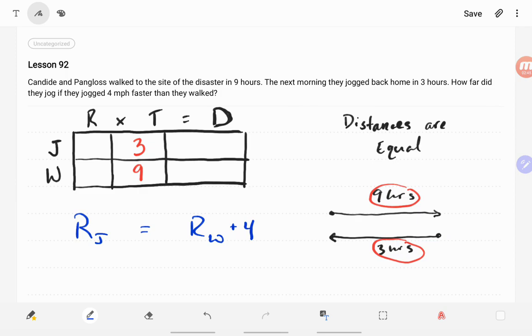All right, so we have some constant here. The rate at which they walked, and then their jogging rate is their walking rate plus 4. I'm sorry that that's kind of hard to see, right? So we want to make sure that we have the same variable in both of those boxes. Well, we know rate times time equals distance. So if rate times time is equal to distance, and we know our rates and we know our times, then we can just rewrite these as rate times time.